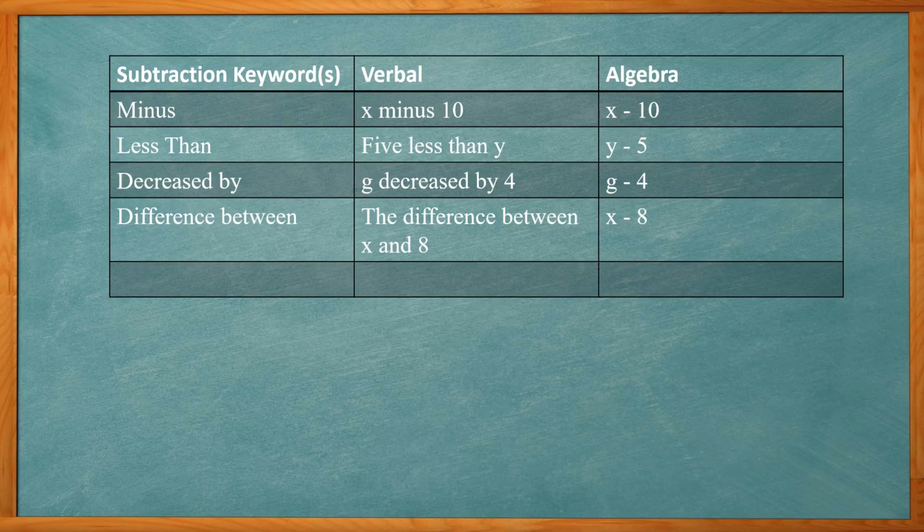The 5 is not going to be first, it's going to be at the end, when it subtracts or takes away from y. Or if you hear decreased by, g decreased by 4, that means g minus 4. Or if you hear the difference between, as in the difference between x and 8, that is going to be x minus 8.